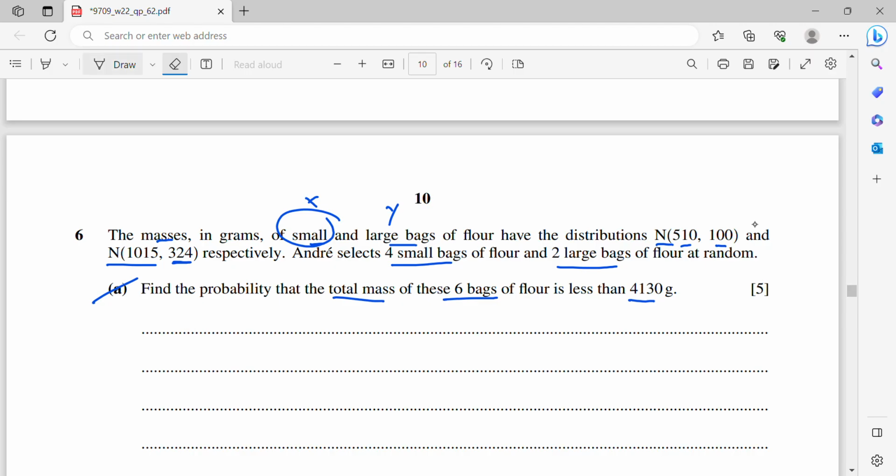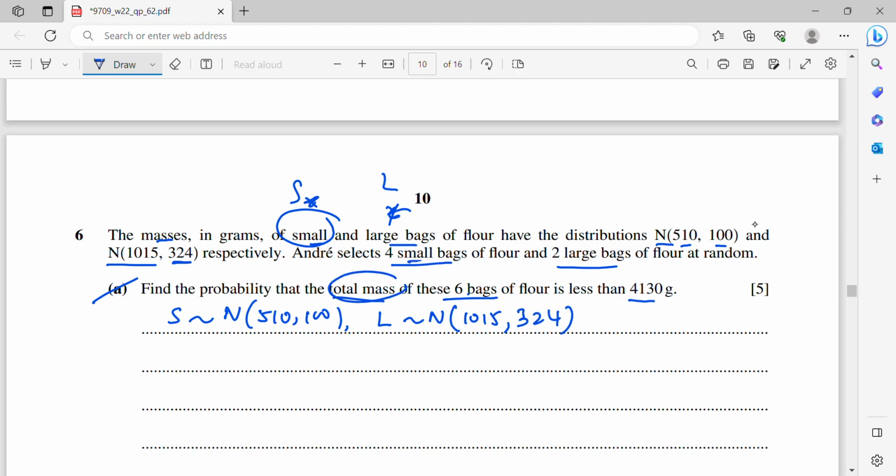The S is small, this is S, the large is L. So S is normally distributed with mean 510, variance 100. The last one, L, is normally distributed with mean 1015, variance 324. Now it's mentioned a total of 6 bags. So 4 small plus 2 large, and let this be total T.